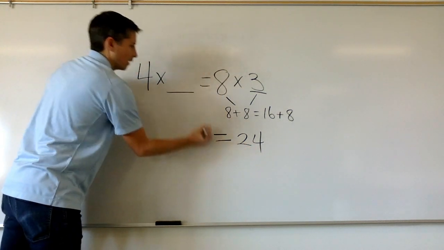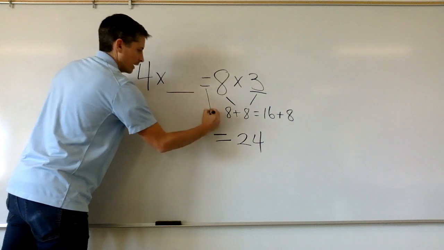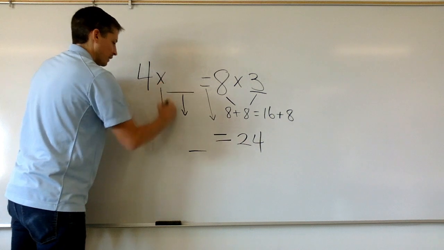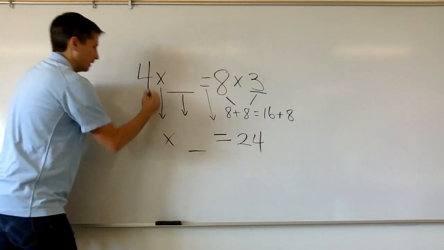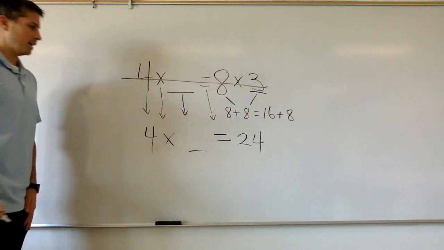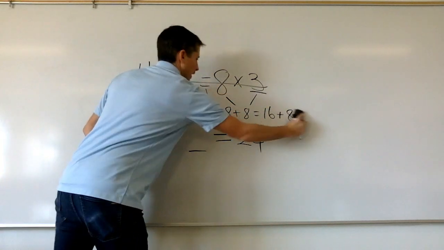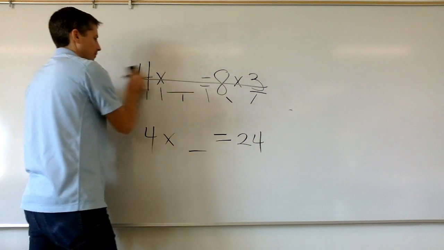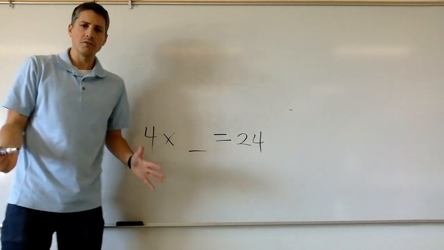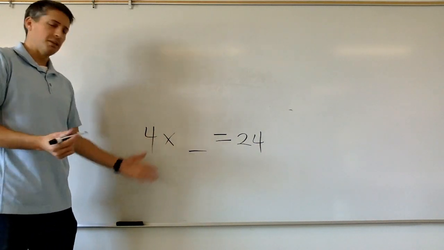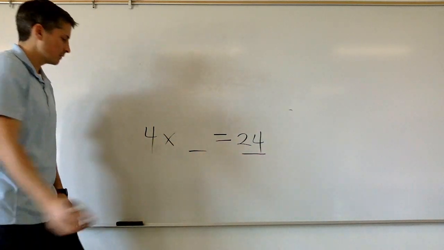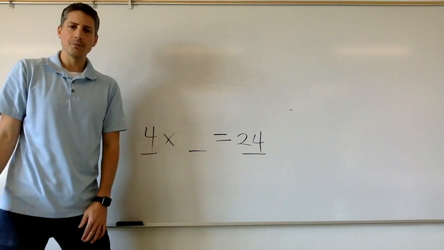And I'm bringing down the rest of my equation. I'm bringing down my equal sign, my blank, my times, and also my 4. And I'm just going to cross that off. So here's what my new equation looks like. 4 times blank equals 24. And that's just a missing factor from here. So I'm going to look, I see my product is 24. I know one of my factors is 4.